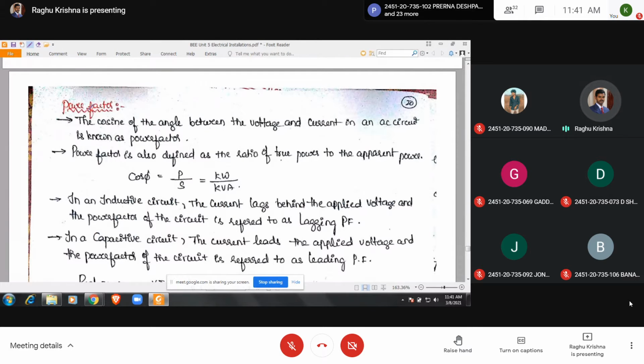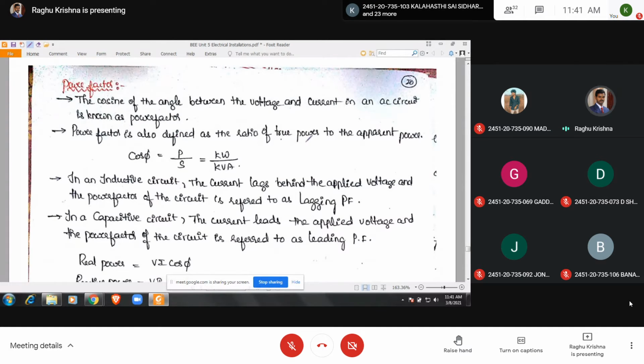So you know power factor. The cosine of the angle between voltage and current in an AC circuit is known as power factor, and another definition is the ratio of true power to apparent power, P by S. True power is represented by P, and apparent power by S. True power is in kilowatt, and apparent power is in kilovolt ampere.